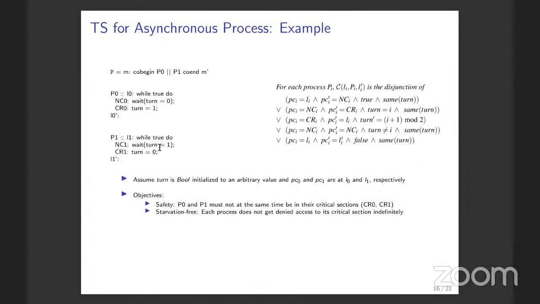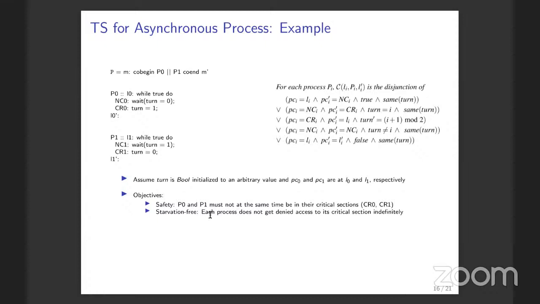So the objective of this program is to show that it is safe. All these notions of properties will be formalized later on, but I'm introducing them informally just to motivate this example. The properties that the combined transition system ought to satisfy are two kinds of safety, the first being that P0 and P1 must not be at the same time in their critical locations, CR0 and CR1.